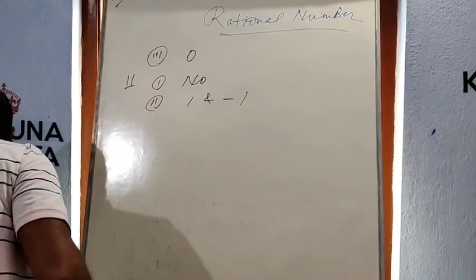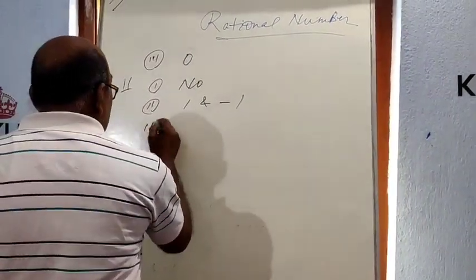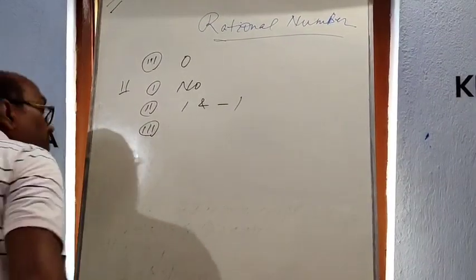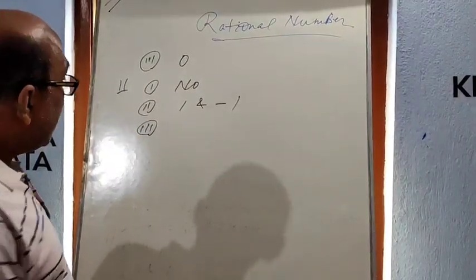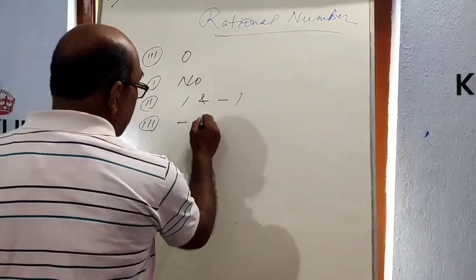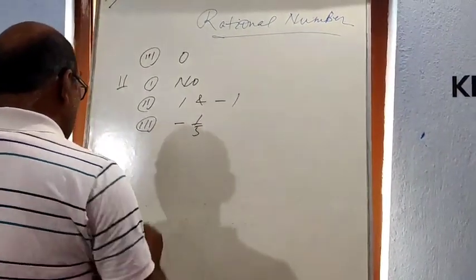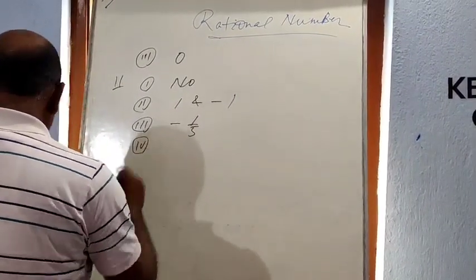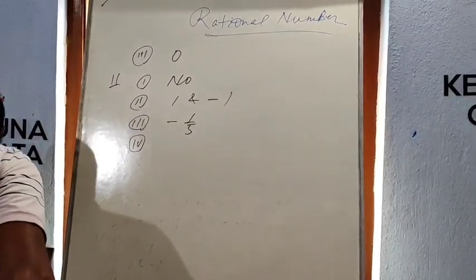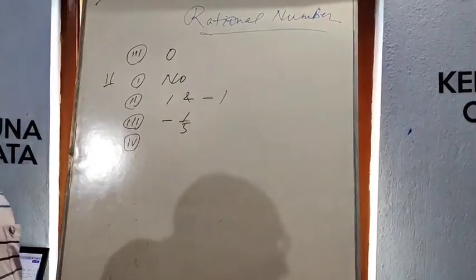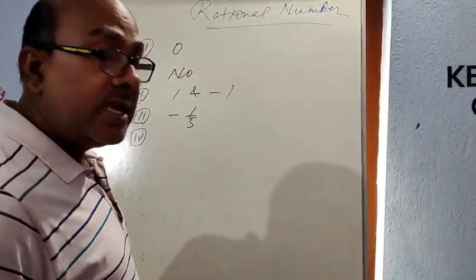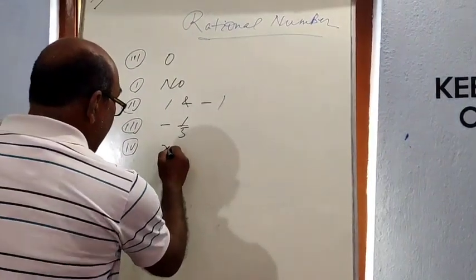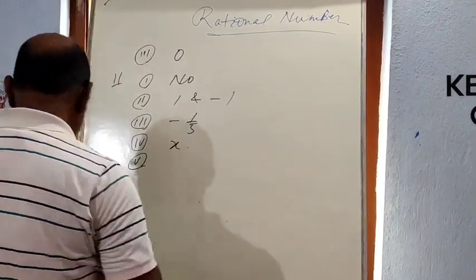Question number 3. The reciprocal of minus 5 is minus 1 by 5. This is the answer. Question number 4. Reciprocal of 1 by x. The reciprocal of 1 by x is x. Your answer is x.